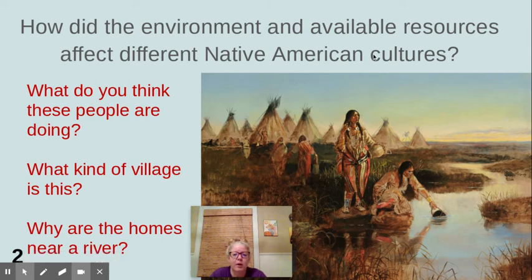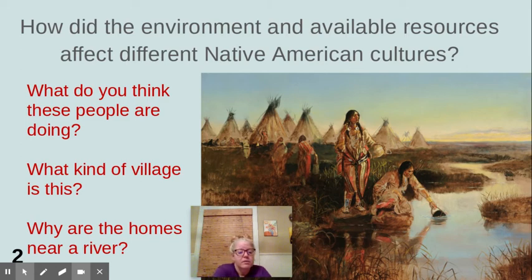I'm wondering about that while I am looking at that picture. As we're reading this chapter, as we go through each lesson, I want you to be thinking about how the environment and the available resources in each of these environments affected different Native American cultures. Depending on where the Native American tribes lived, how did their environments affect their culture?